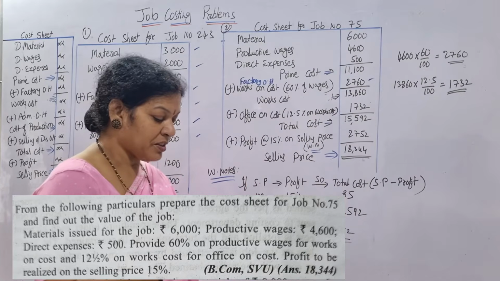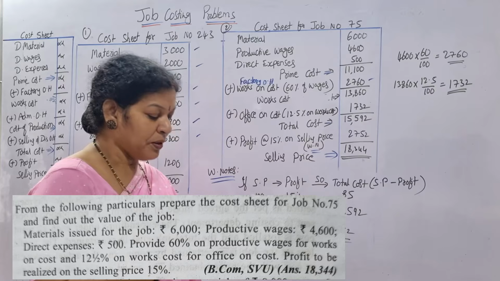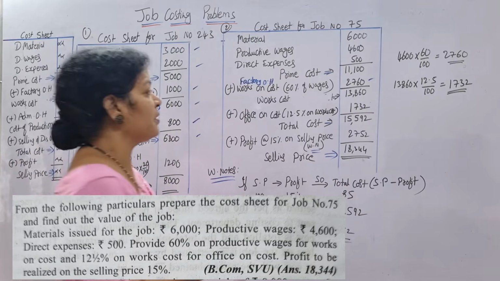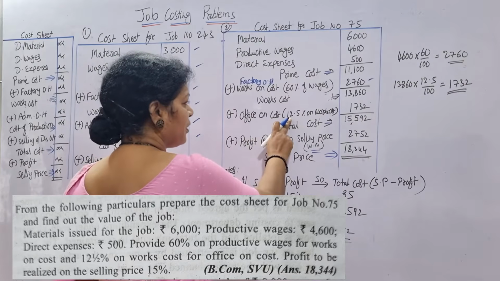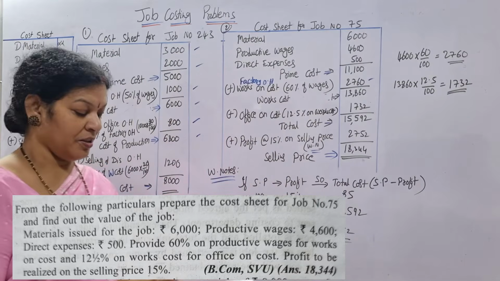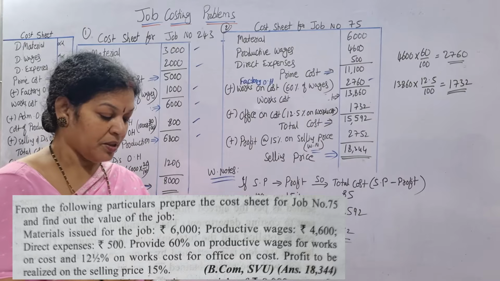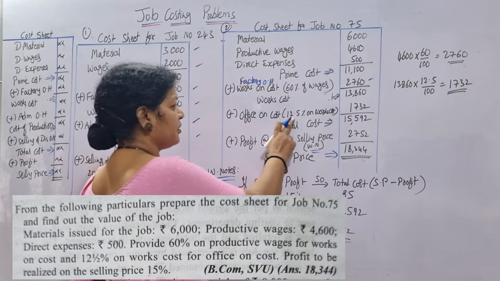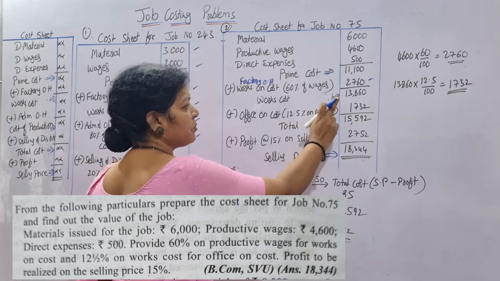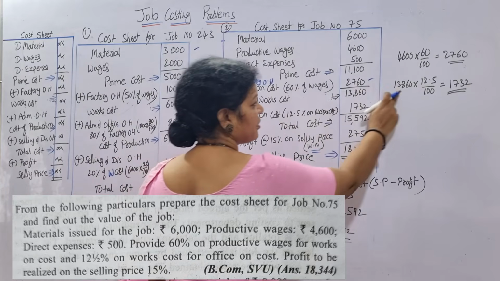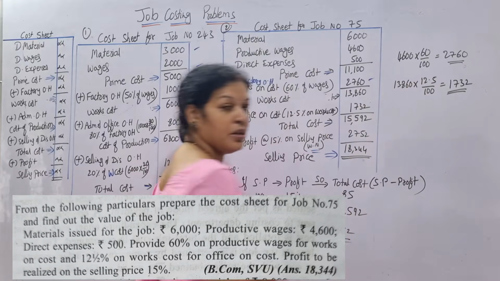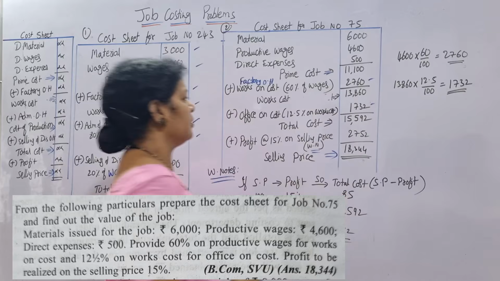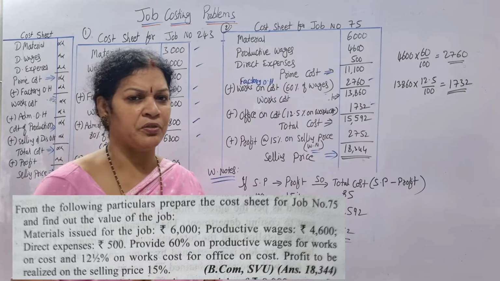Now next, what they are saying is 12.5% on works cost for office. Office cost is 12.5% on works cost, isn't it? They are saying the same thing. Works cost is 13,860. 12.5% comes to 1,732. So we have written this as office expenses, administrative and office expenses.